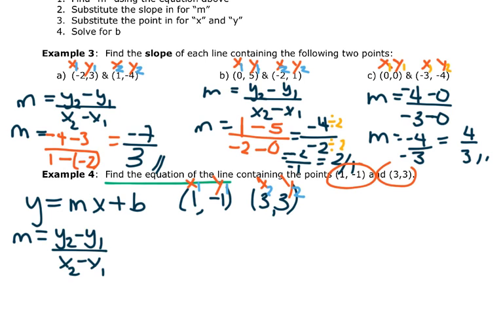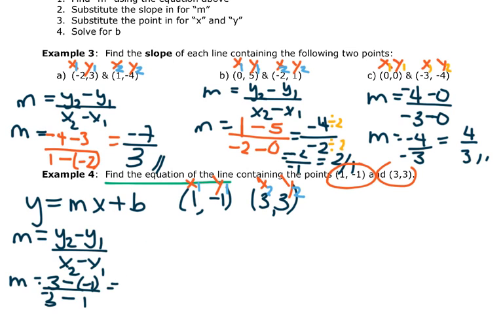Okay, so let's plug in what we know. So we have the slope is going to equal y2, which is 3, minus y1, which is -1, all over x2, which is also 3, minus x1, which is 1. So let's finish this off. Our slope, actually no, let me just write it all here.